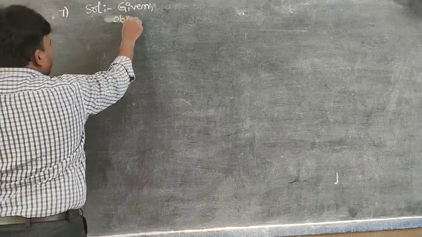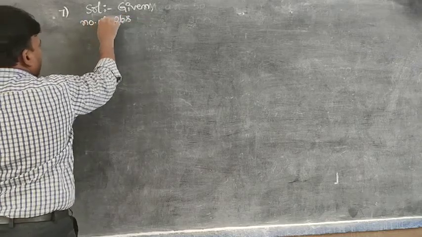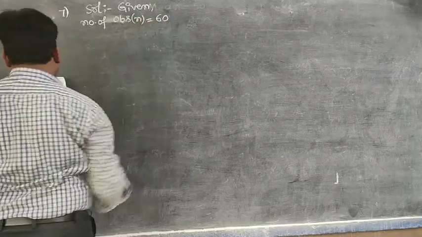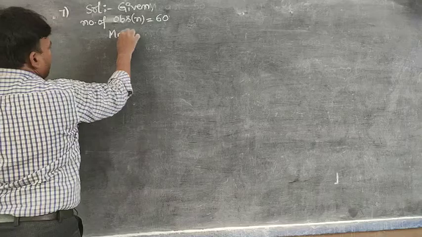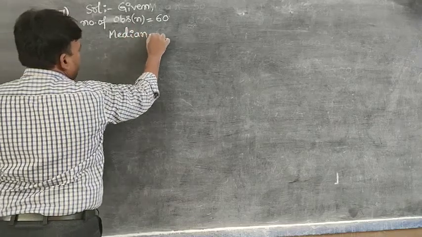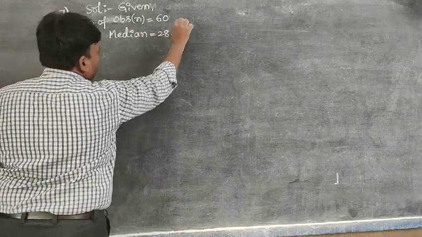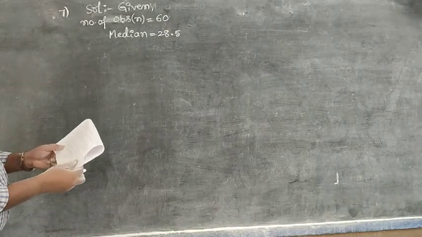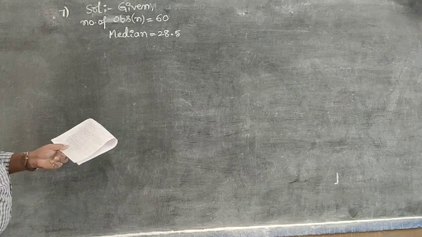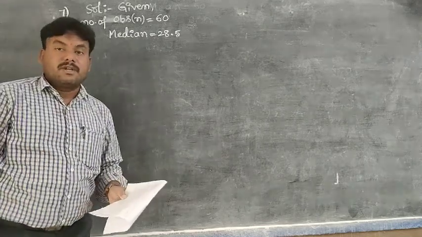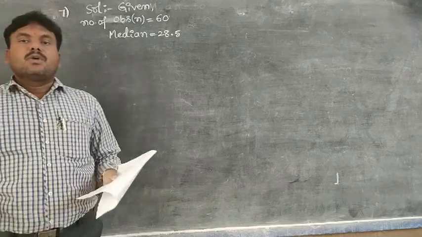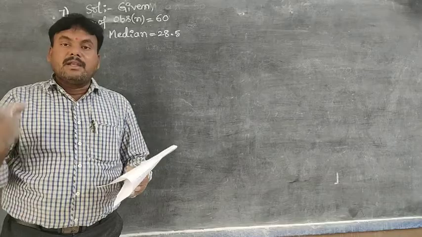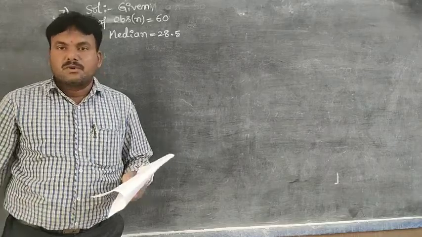Number of observations, small n equal to 60. Next one, median value is also given. Median equal to 28.5. Right, so take the class intervals and also frequency and finally cumulative frequency. To find the median, students, the cumulative frequency plays the main role.